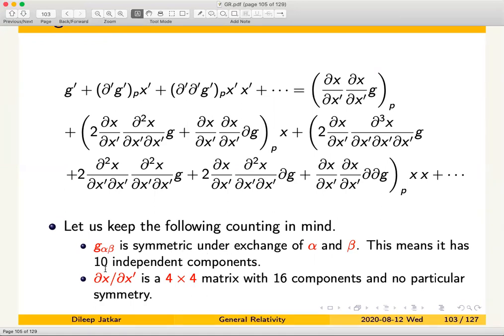Okay, which is 4 into 5 by 2. That is how this counting would be done. So diagonal elements and either the upper triangular or the lower triangular set. Okay, and you can check that that would give you 10.